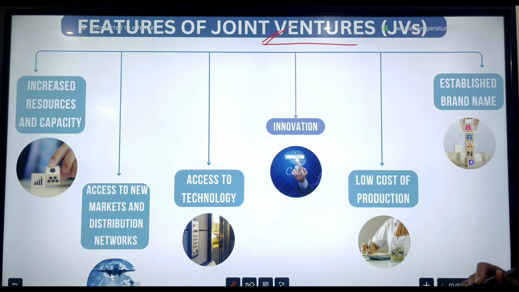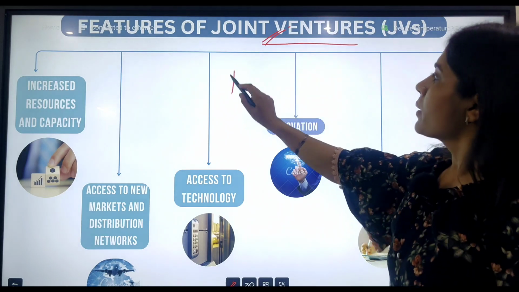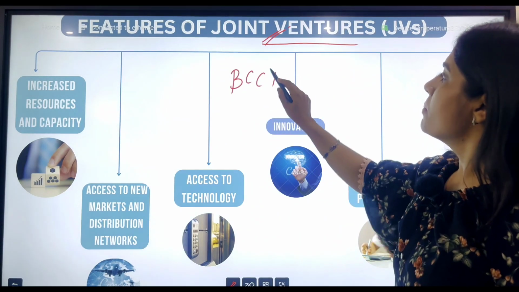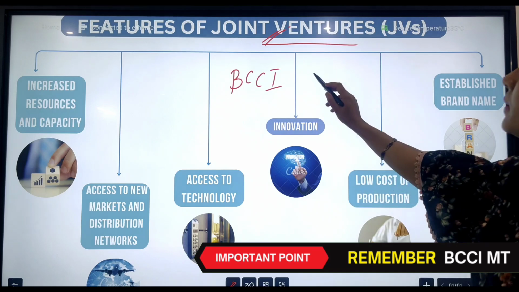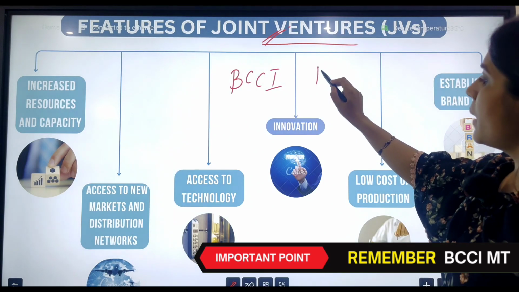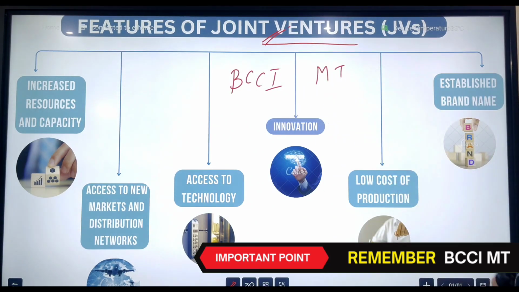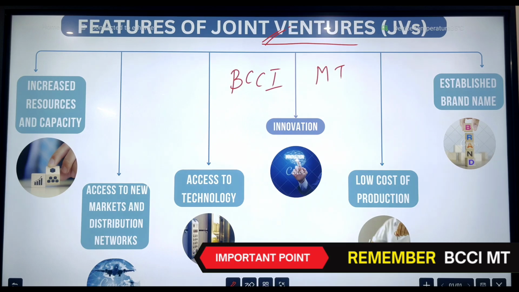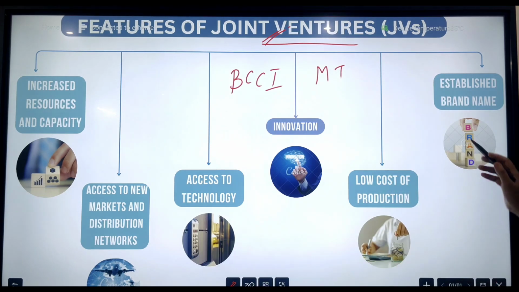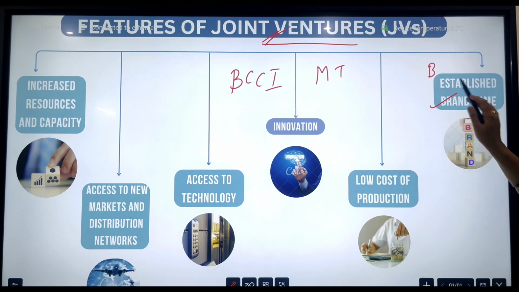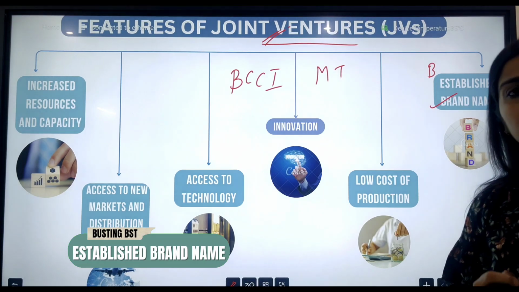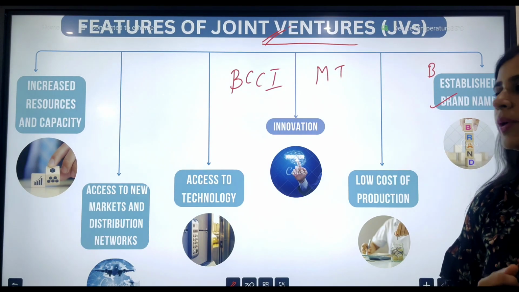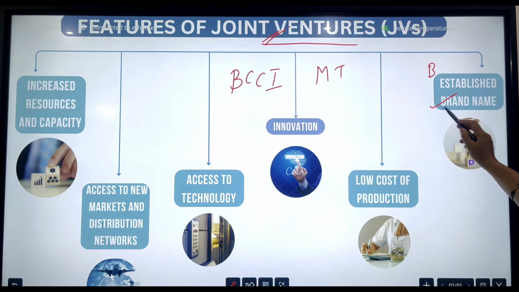To remember them, students, you can just remember a famous short form, BCCI, Board of Control for Cricket in India, BCCI, and MT. These are the 6 characteristics as given in your book. With B, we denote the brand name. It establishes the brand name because it is helpful in attaining a particular rapport in the market or goodwill and stand. So it necessarily leads to establishment of the brand name.